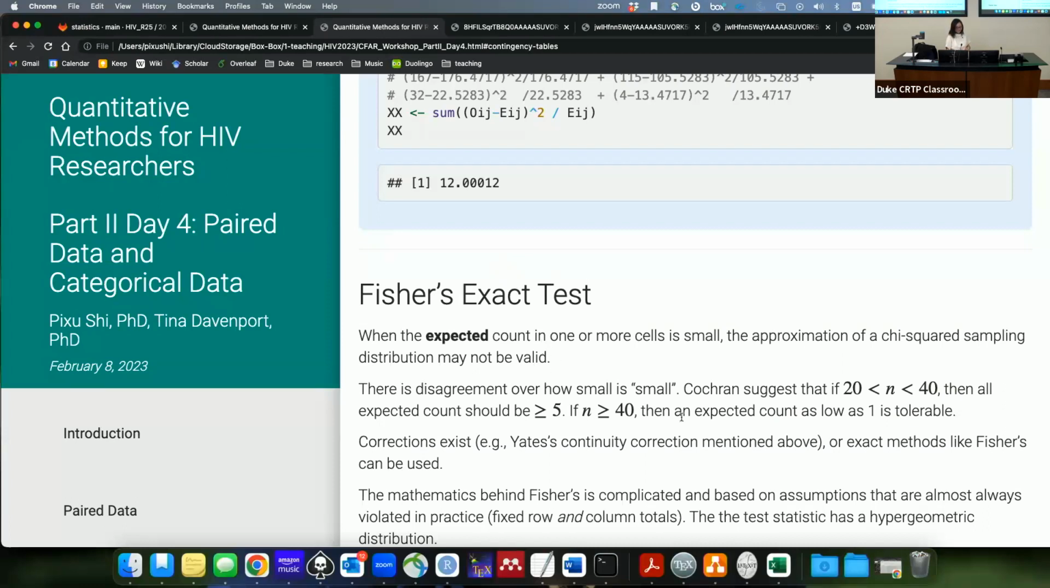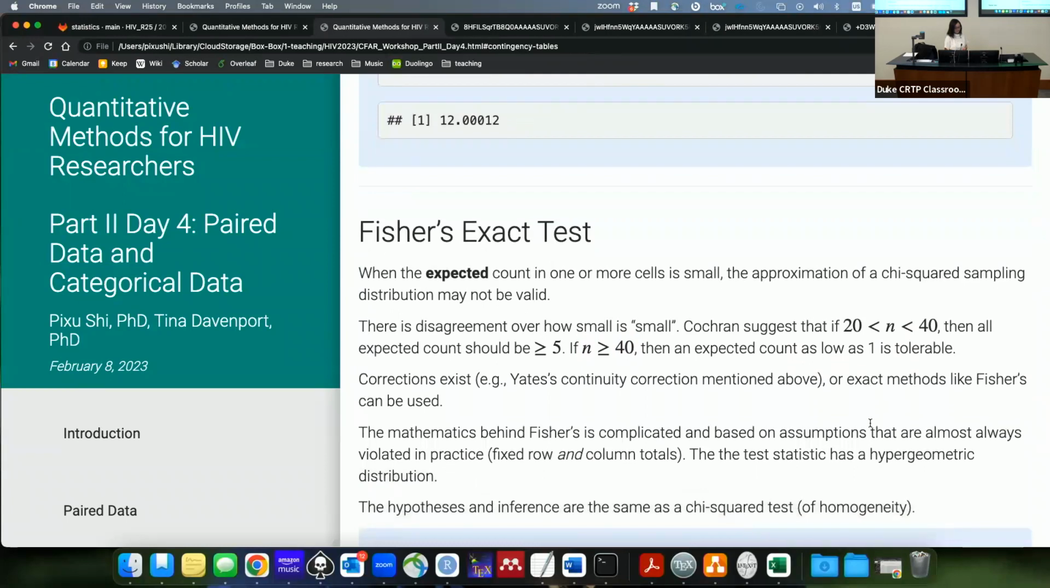The rule of thumb is that if your sample size is between 20 and 40, then you should have all of the cell counts larger than 5. If one of them is smaller than 5, you should use Fisher's exact test. If they're larger than 5, then you can use the chi-square test. If your total count is larger than 40, then it's tolerable. It's okay if you have one of the cells having a very low count.